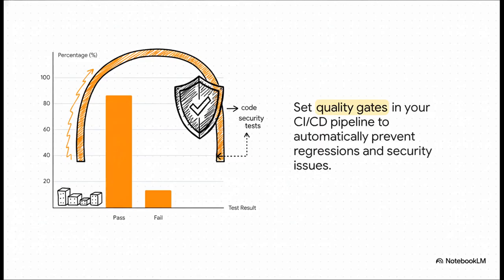This is how you build a real fortress around your application. You create what are called quality gates. You can literally say, if our security tests ever fall below a 90% pass rate, this code does not get deployed to production, period. It's how you automatically stop regressions and security holes right in their tracks.